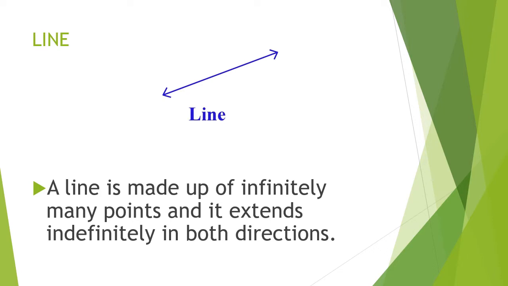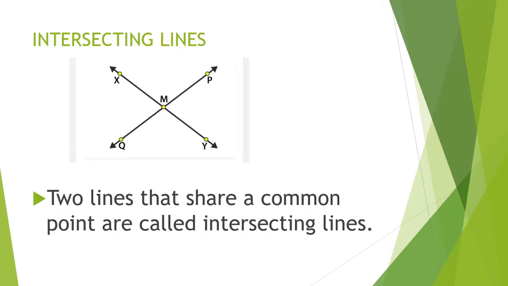Line. A line is made up of infinitely many points and it extends endlessly in both directions. A line has no endpoints. Intersecting lines. When two lines meet each other at one point, they are called intersecting lines. The meeting point of intersecting lines is called the point of intersection.